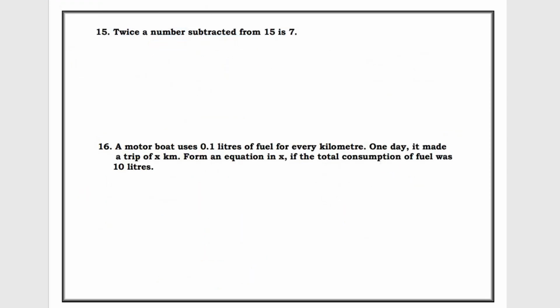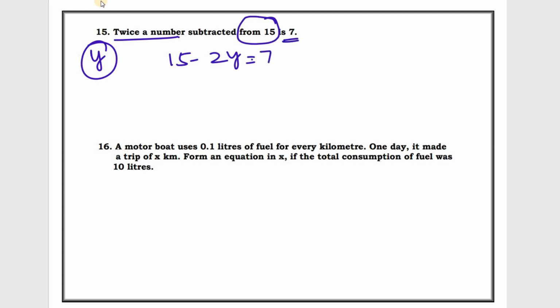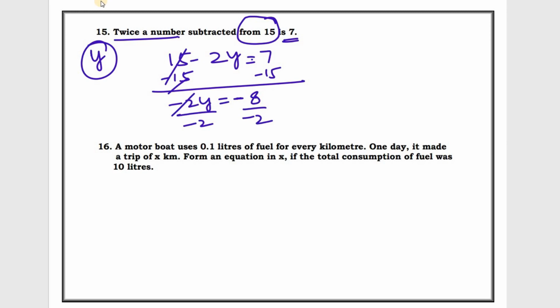Twice a number subtracted from 15 is 7. So a number I am taking as y this time. Twice a number means 2y, subtracted from 15, not minus 15, but from 15. So 15 minus 2y is equal to 7. I'm just trying to subtract 15 on both sides. So 15 cancels out. Minus 2y is equal to 7 minus 15, which is minus 8. You can directly divide by minus 2 to get the answer. Minus 2 divided by minus 2 cancels out, and minus 8 divided by minus 2 is 4. So I got y is equal to 4, and you can check the answer.